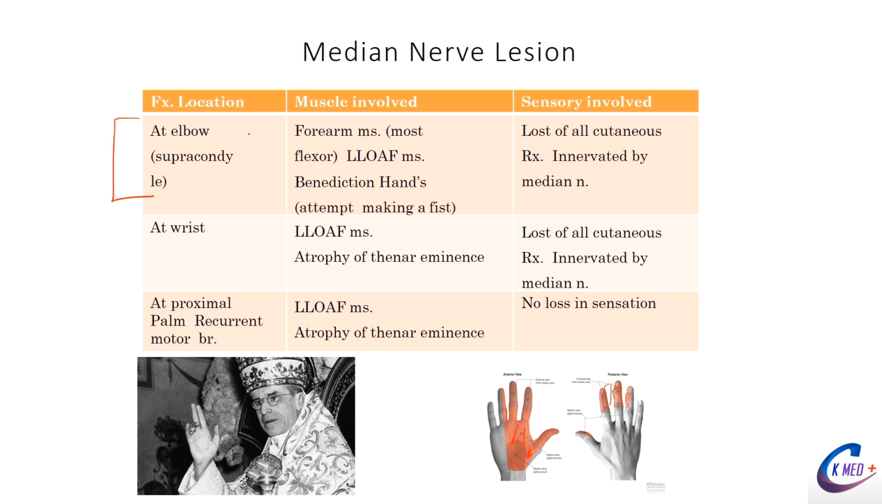So if I have damage at the elbow, I'm going to lose everything that the median nerve does, pretty much. If I lose it at the wrist, then it's just the LOAF muscles. And if I just have that proximal or palm recurrent branch of the median nerve, then I'm going to lose my OAF muscles. And this is not double L, I need to cross that off. Just my OAF is what is lost there. Okay, lumbricals are kind of a different branch.